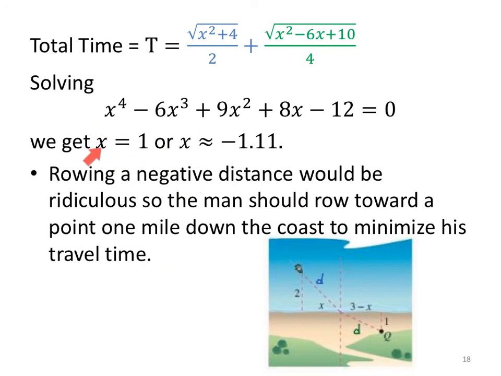This tells us our only solution is when x equals 1, and when x equals 1, he's going to aim for a point 1 mile down the shore from where he currently is, which will be 2 miles from the point Q along the shore. But since he's taking these diagonals, he's going to get there in the least amount of travel time.